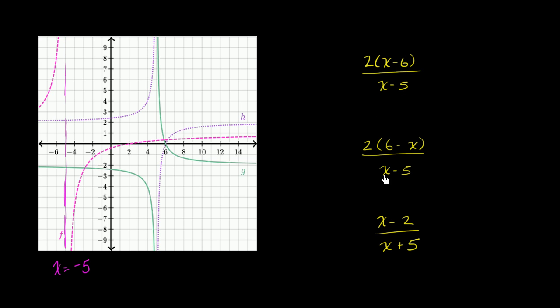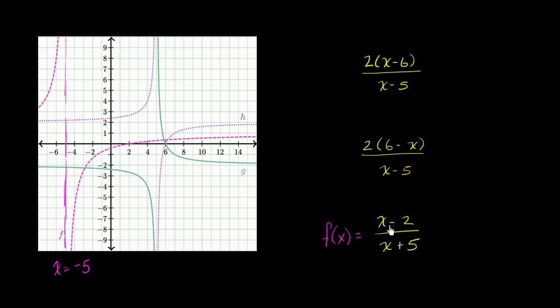So that's not f. This one's also defined at x equals negative 5. The denominator does not become 0, so that's not f. This one, when x is equal to negative 5, this denominator does become 0. So if I just use purely deductive reasoning, this looks like my best candidate for f of x.